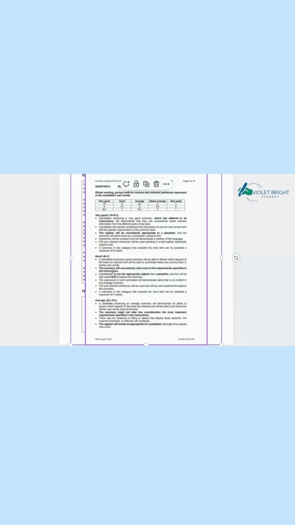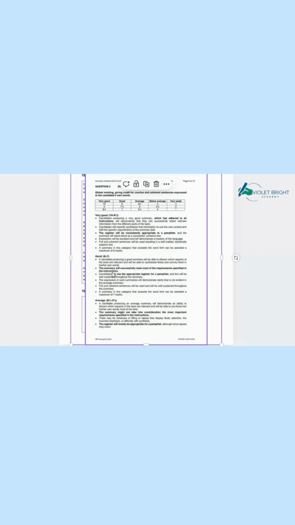The register will be consistently appropriate to a pamphlet. Now here that's speaking about your language. Is it formal? Is it informal? Right? Expression will be excellent and will demonstrate a mastery of the language. Here we are talking about your grammar, your spelling, your use of punctuation, and all those things. And then full and coherent sentences will be used, resulting in a well-crafted, stylistically superior text.